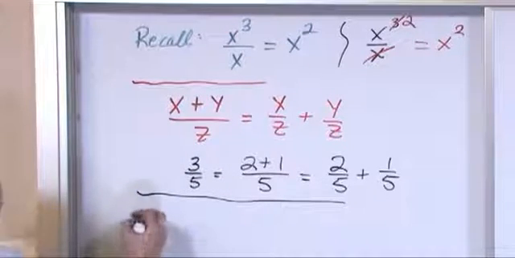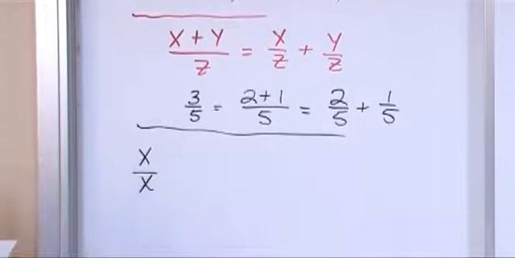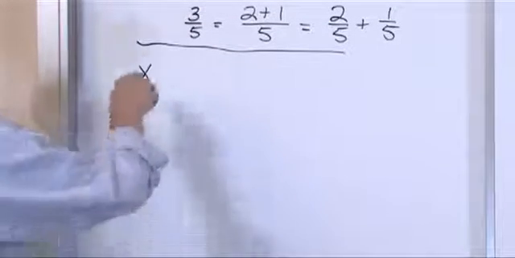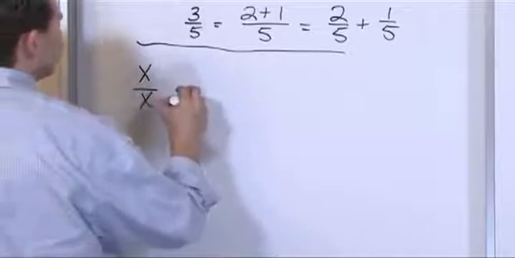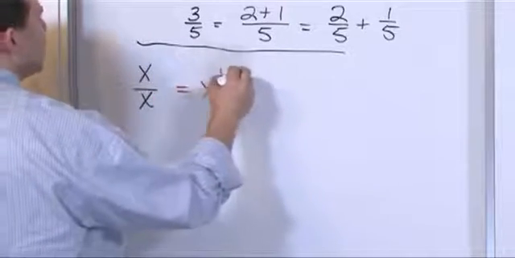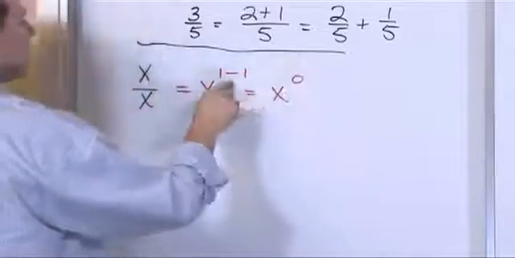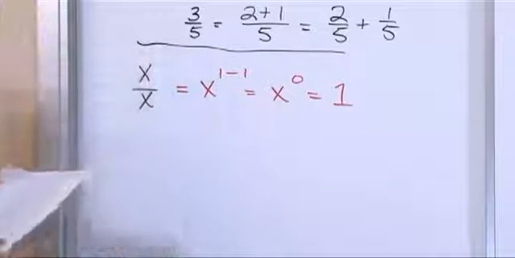So let's do our first problem. What if you have something simple, x over x? Now again, there's two ways to think about this. One is, well, I have x to the first power on the top and x to the first power on the bottom, so I can basically say x to the 1 minus 1. Subtracting the exponents is going to give me x to the 0 power. Anything to the 0 power by definition is a number 1, so the answer is 1.